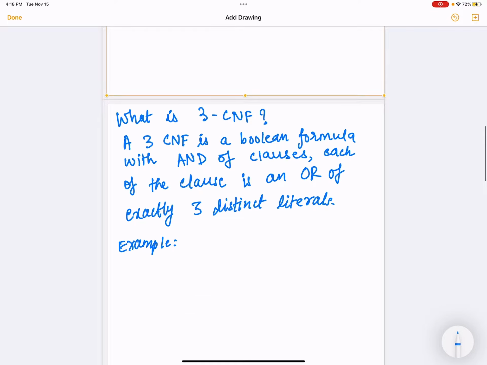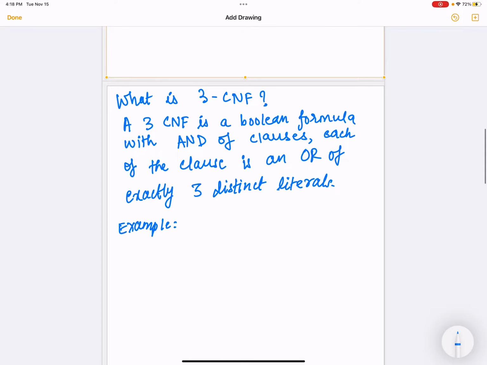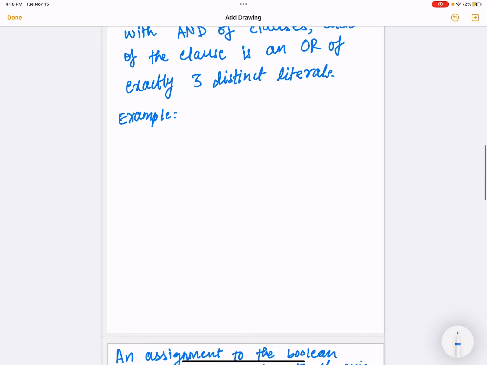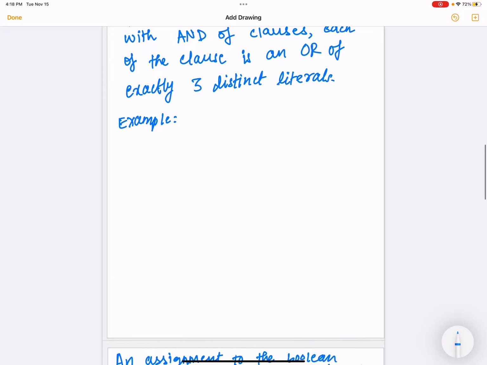Now let's see what is a 3CNF. So a 3CNF is a Boolean formula with and of clauses, and each of the clauses is an or of exactly three distinct literals. What does this mean? That there is a formula where there are different clauses and there is a conjunction between them, but each clause should have exactly three distinct literals. So now let's see an example of a 3CNF.